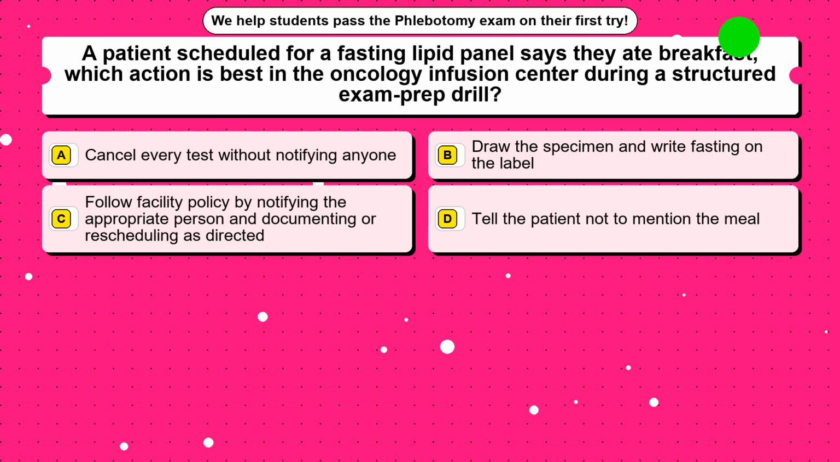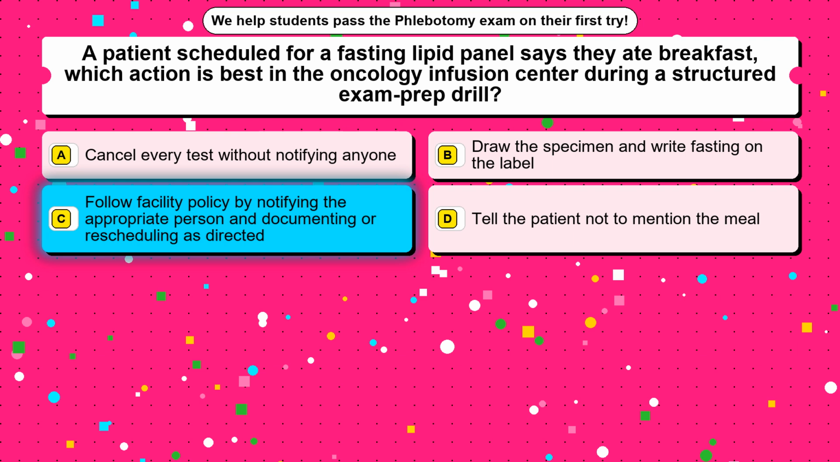Question 68. A patient scheduled for a fasting lipid panel says they ate breakfast. Which action is best in the Oncology Infusion Center during a structured exam prep drill? Option A. Cancel every test without notifying anyone. Option B. Draw the specimen and write fasting on the label. Option C. Follow facility policy by notifying the appropriate person and documenting or rescheduling as directed. Option D. Tell the patient not to mention the meal.